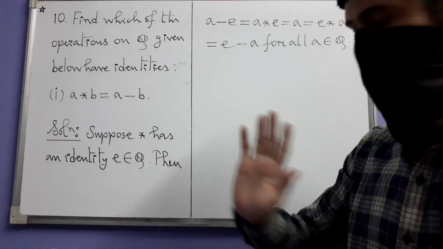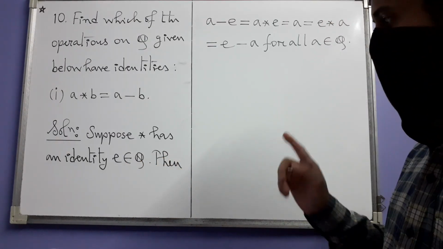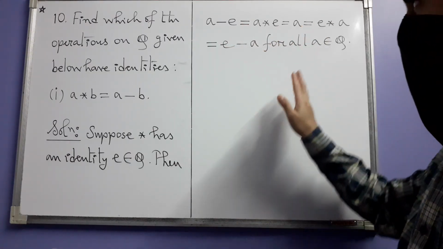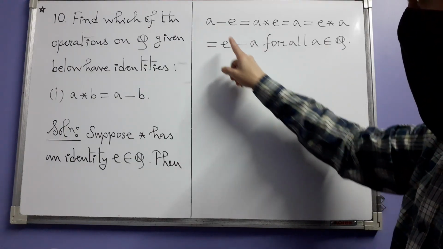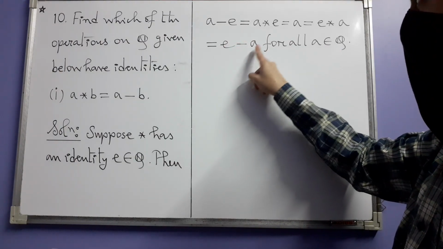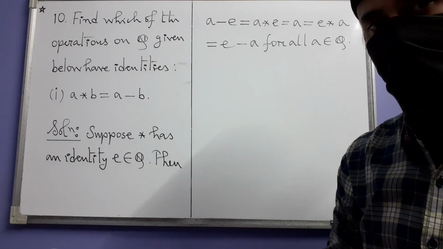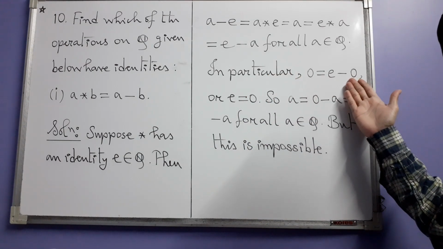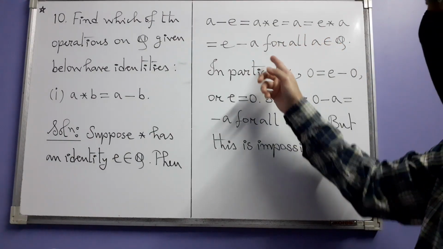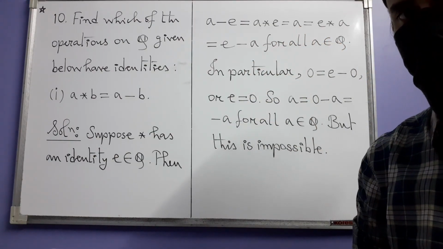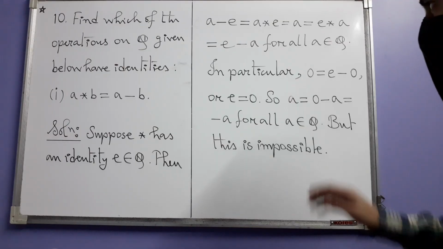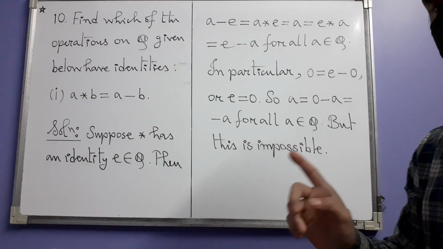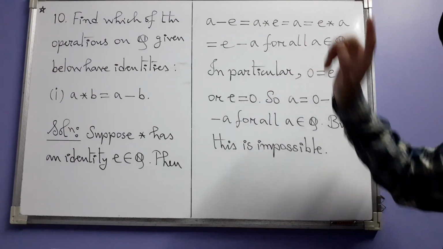Suppose star has an identity E in Q. Then A star E and E star A will be equal to A for all rational numbers A. That means A minus E and E minus A will be equal to A for all rational numbers A. In particular, 0 is also equal to E minus 0, because this equation is true for all rational numbers A, so you can take A equal to 0. But this equation gives you what? E equal to 0.